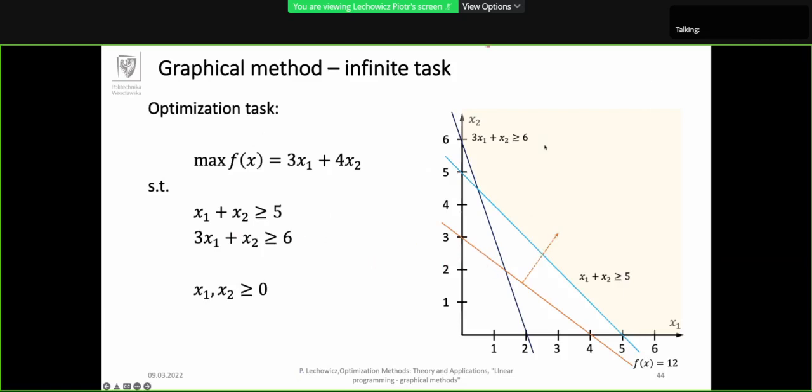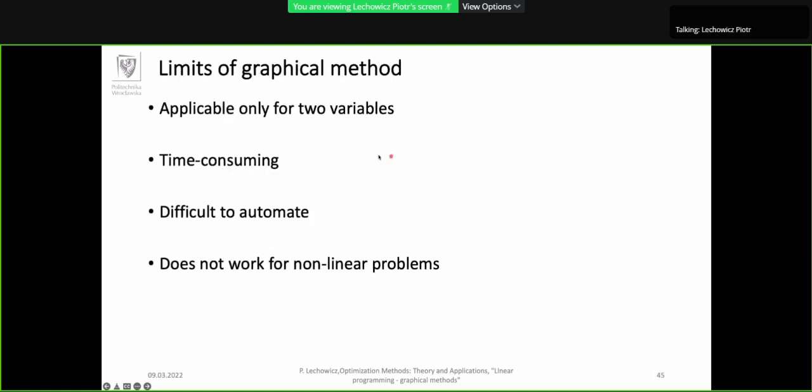And if we assume certain lines, certain value, let's assume that f of x is equal, for example, 30. Here we can move it farther, we can move it farther, and so on. So it's infeasible, it's an infinite task. We cannot determine the value of variables because we can increase them without violating the constraints. So this is the third type of the solution of the problem.